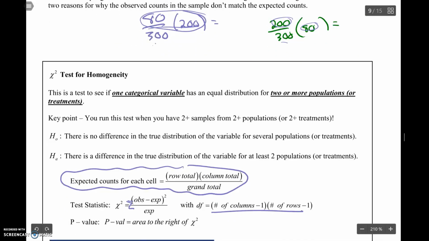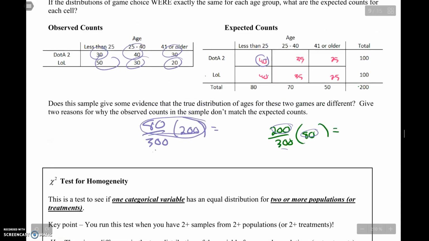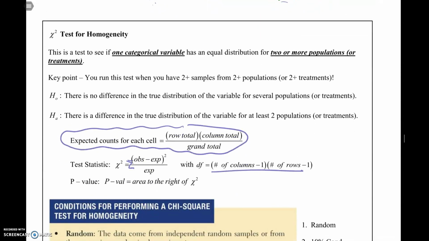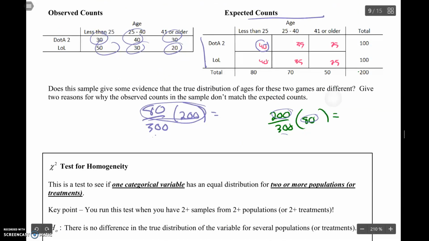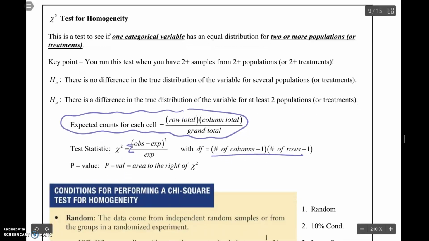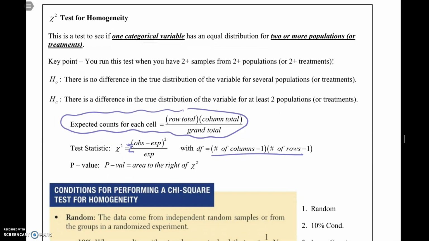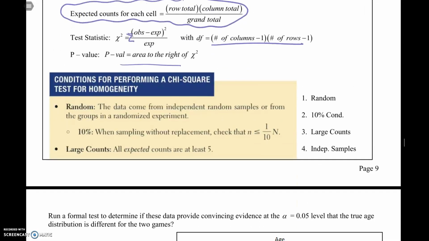Now the degrees of freedom is going to be slightly different. It's still the number of outcomes from one categorical variable minus 1, but because it's a two-way table, we're also going to do the other variable minus 1, number of responses minus 1, and it's the product of those two. So it's basically columns minus 1 times rows minus 1. So this would be 3 minus 1, which is a 2, by 2 minus 1, which is a 1. So this would be 2 degrees of freedom. And then the p-value is simply going to be the area to the right of your chi-squared value, as it was before.